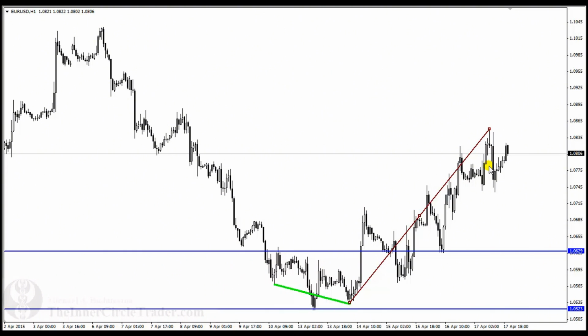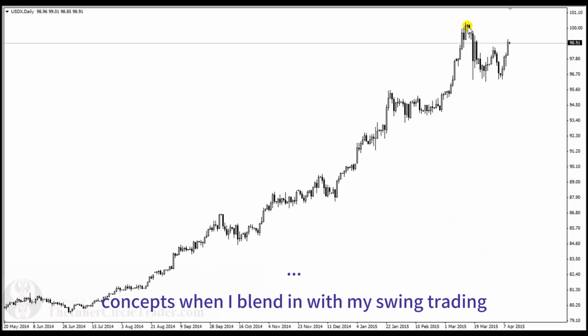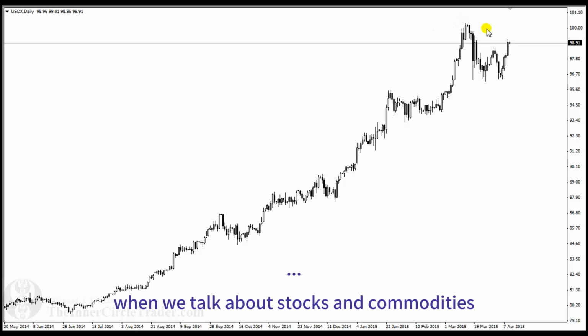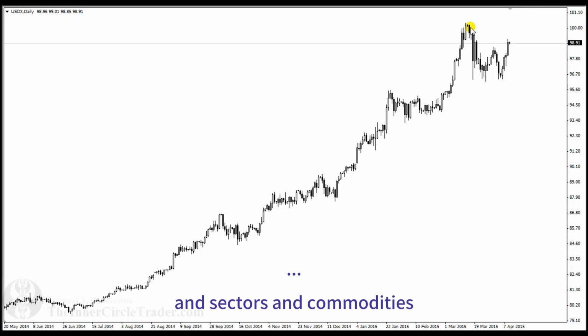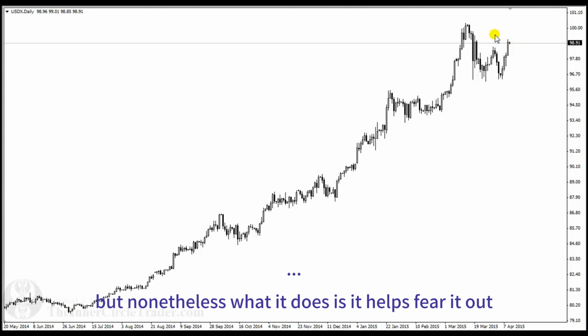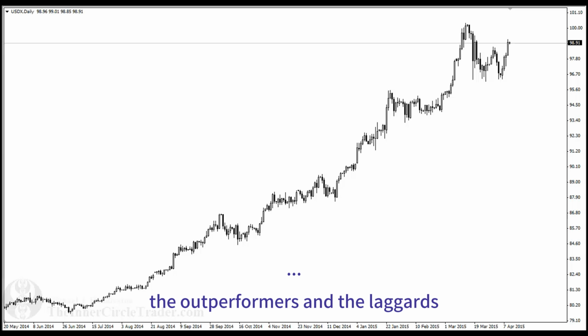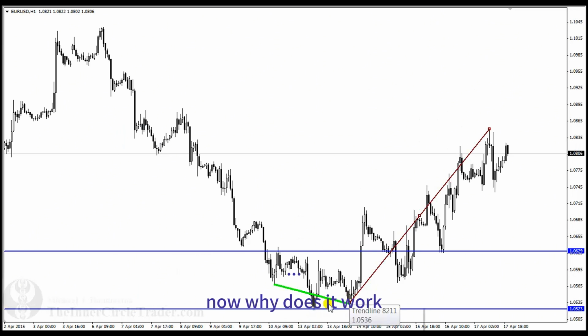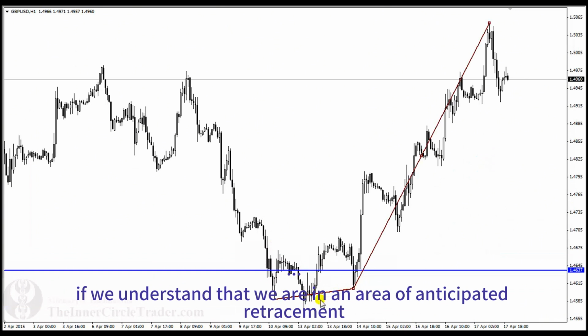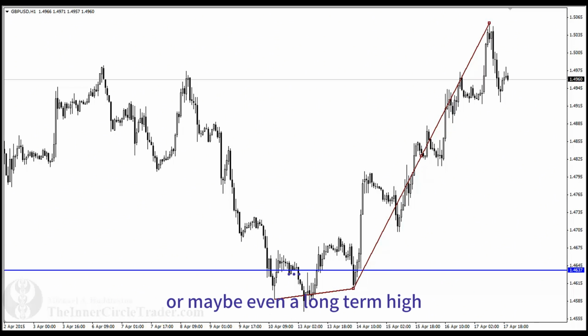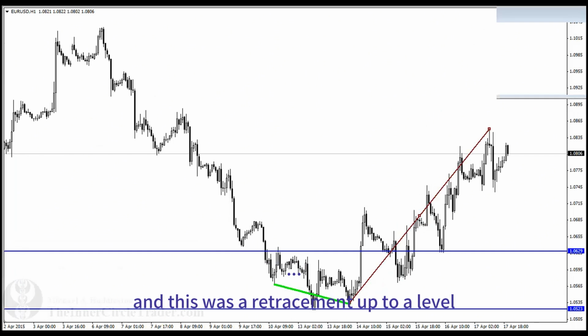Now, why does it work? If we understand that we are in an area of anticipated retracement, or maybe even a long-term high, or if this is in a bear market and this was a retracement up to a level where we anticipate some selling, if we see the scenario like this where we don't see a higher high in the dollar, well, that should be seen with a fail to make a lower low like we see here in a fiber. But look what happened in cable. Boom. See that? Huge disparity. Huge disparity.